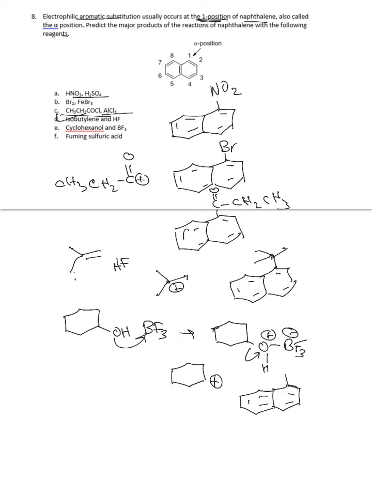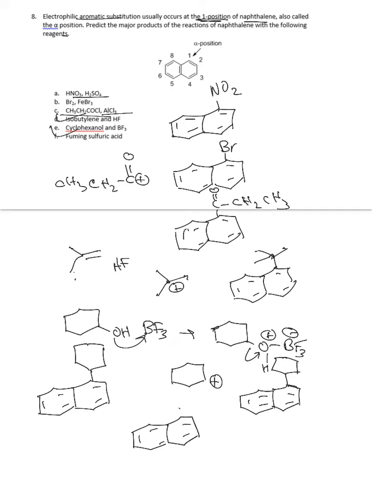So this is going to make a complex with the OH and BF3, and that's going to be a great leaving group to make your secondary carbocation, which then will add to the naphthalene. And I will redraw that because that is just getting a little ugly. And we put our aromatic rings in. And then the last one is fuming sulfuric acid, which by now you know is SO3H. And that wraps up the aromatic compound reactions for this chapter.